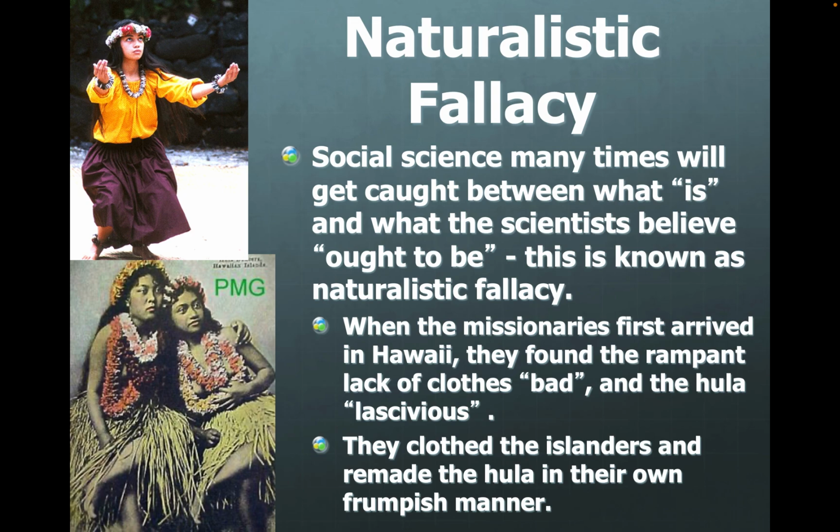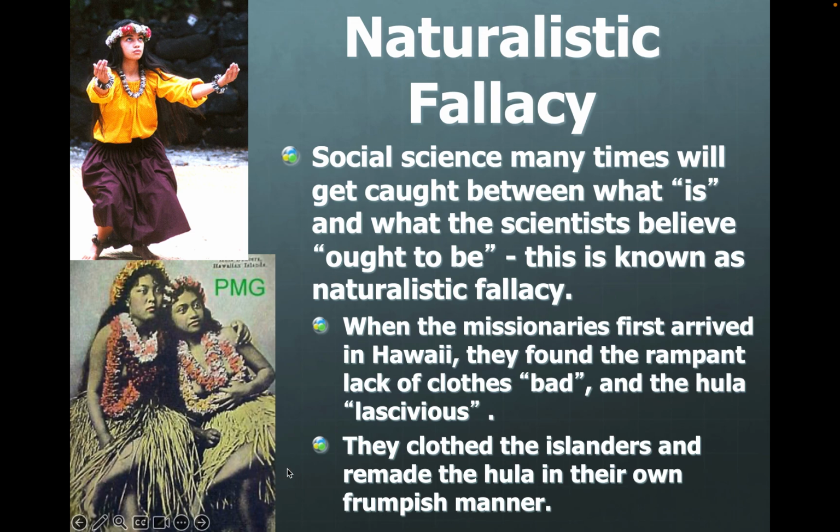Social science many times will get caught between what is and what the scientists believe ought to be. This is known as the naturalistic fallacy. When the missionaries first arrived in Hawaii, they found the rampant lack of clothes bad and the hula lascivious. They clothed the islanders and remade the hula in their own frumpish manner. If you go to Hawaii today, they have a Mormon luau, and the women dancing at the Mormon luau dress in lots and lots of clothes.